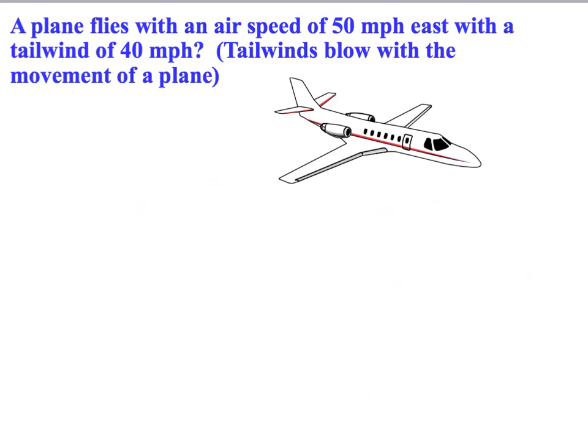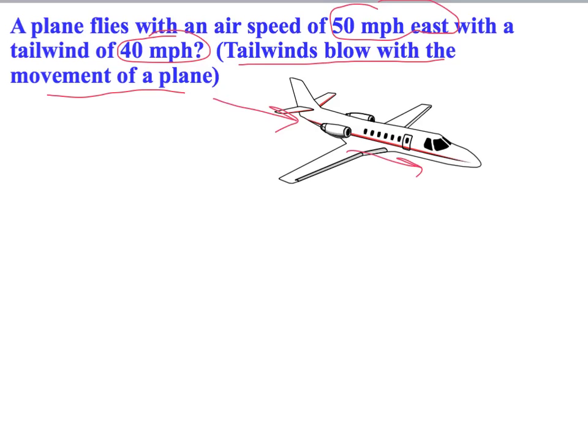Here's one with an airplane. A plane flies with an airspeed of 50 miles per hour east, with a tailwind of 40 miles per hour. If you don't know what a tailwind is, that's a wind that blows with the movement of the plane. So the tailwind would be like that, and the plane is already moving. Let's draw the vectors.